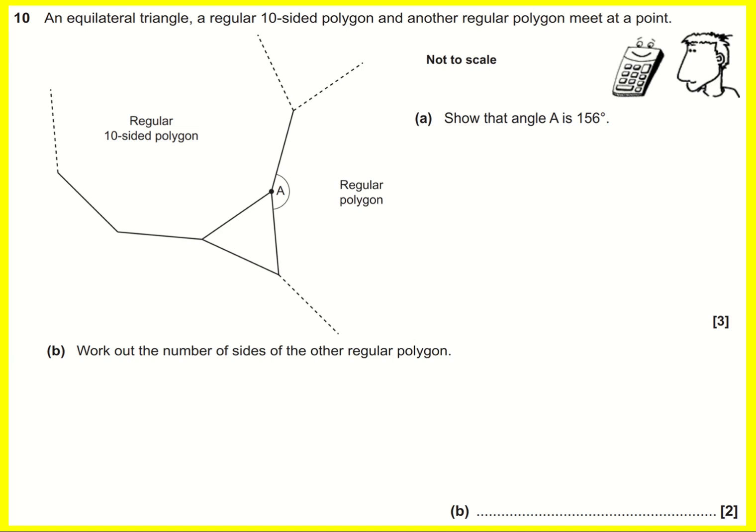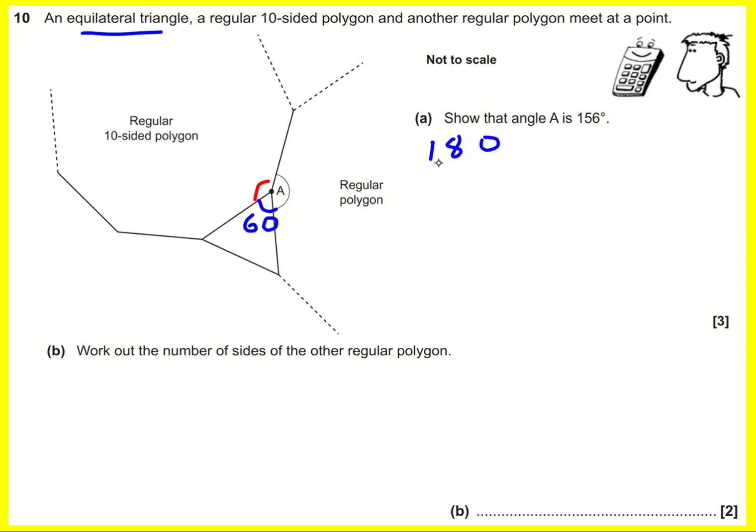In this question, we're trying to find A, and it's angles around a point. So if I can work out this blue angle and this red angle, I can do 360 minus both of them. Now, I've got an equilateral triangle, which means that all the angles are 60.